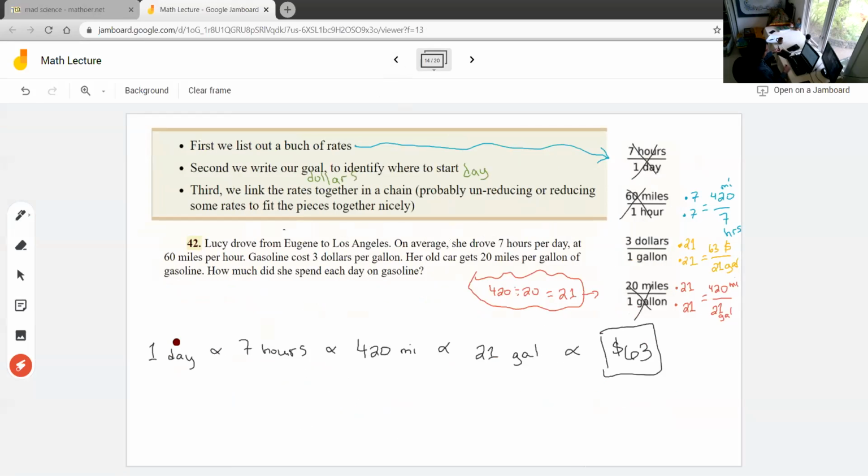Similarly here, one day is 7 hours, but it's also true that one day goes with 420 miles, or 7 hours goes with $63, or so on. Any 2 of them fit together.